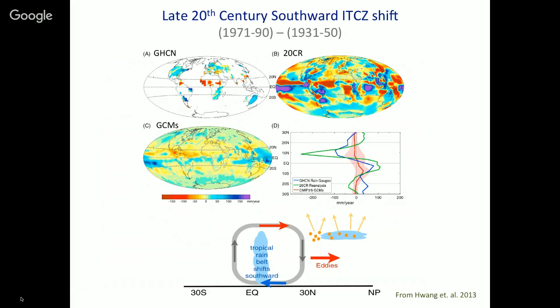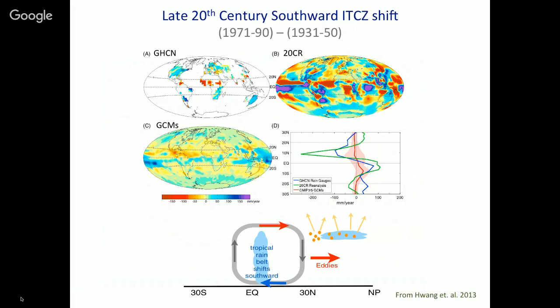This is from GHCN, which is a gridded product from land rainfall measuring stations. This is from a 20th century analysis, and this is from an ensemble of GCMs from CMIP3 and CMIP5. And essentially this is the zonal mean averages of what you're seeing here. As you can see, there is a drying in this part, and it's becoming more wet here. You see this southward shift of the ITCZ in all these pieces of evidence, though the finer details are different.